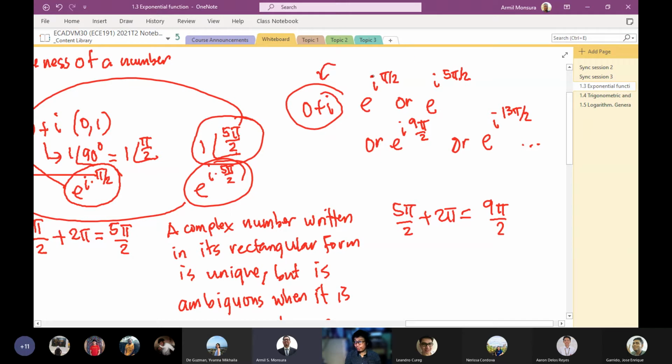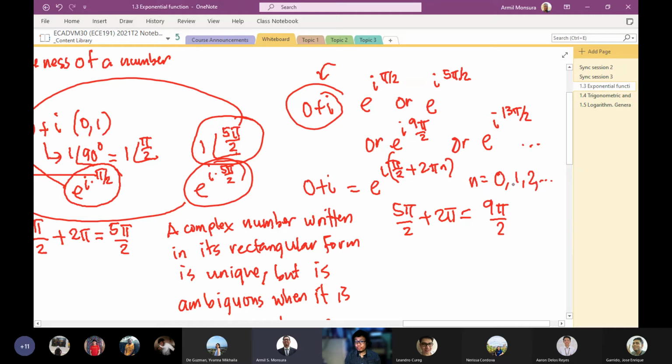So in general, we can generalize the writing of this in this manner. Yung 0 plus i is equal to e raised to i times pi over 2 plus 2 pi n, where n equals 0, 1, 2, and so on.